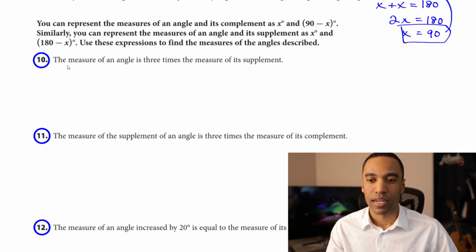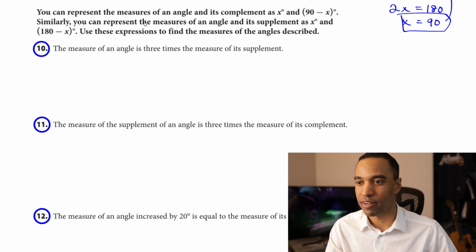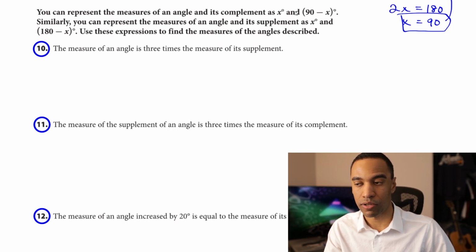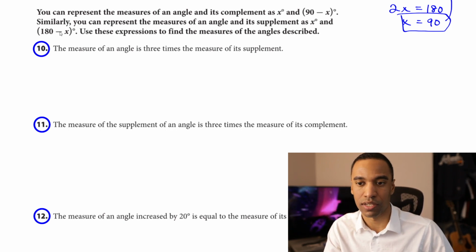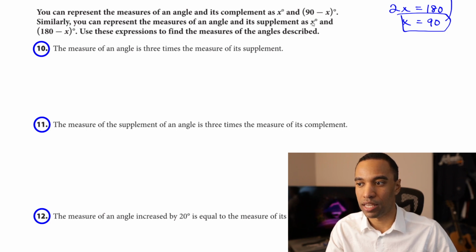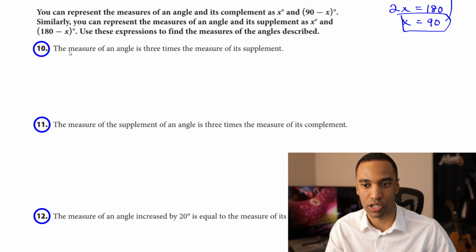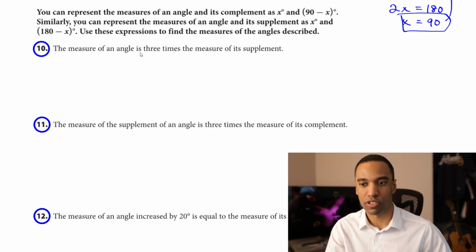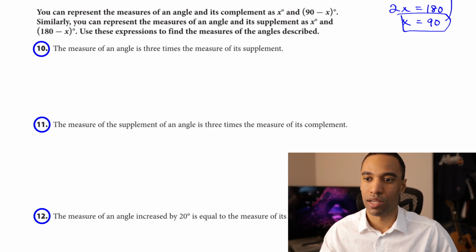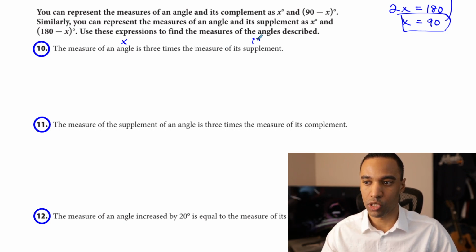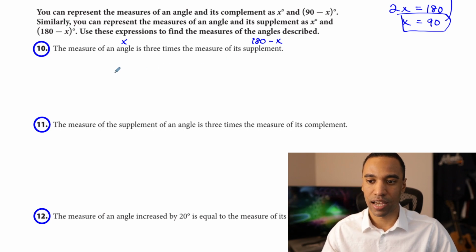All right. Next ones. You can represent the measures of an angle and its complement as x degrees and 90 minus x. So I already mentioned this. If some unknown angle is x, its complement is 90 minus x. If some unknown angle is x, then its supplement is 180 minus x. We can use these expressions to help us here. Let's find the measure of some unknown angle x, given that it is 3 times the measure of its supplement. So the supplement's 180 minus x. They're telling us that x is 3 times the amount of 180 minus x.